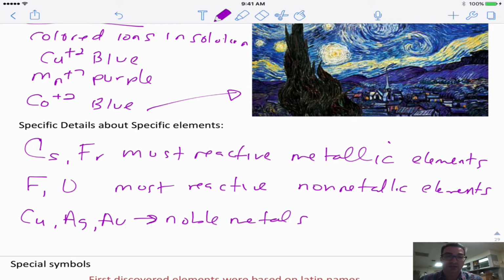But as they are being used more and more by humans, their rarity increases. Their price goes up. The ability to find them goes down.